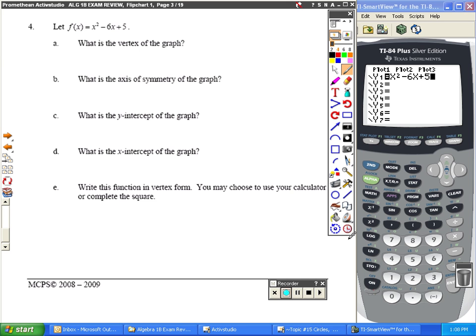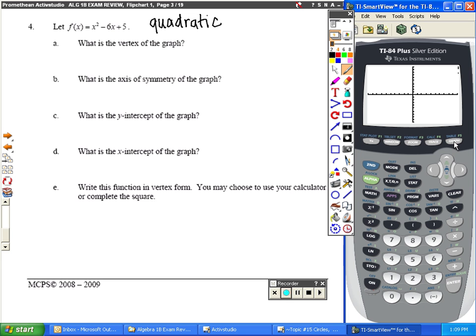Problem number 4. This equation is called a quadratic, or a second degree equation. And then it looks like I'm going to have 5 questions about this graph. So I went ahead and put it under y equals, and then I'm going to push graph and see kind of what it looks like.